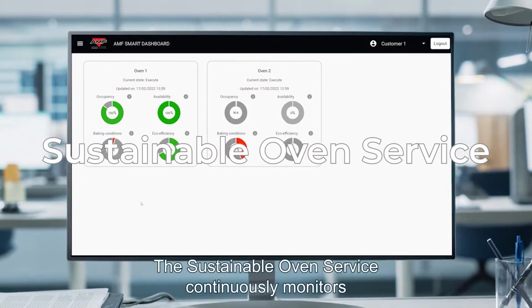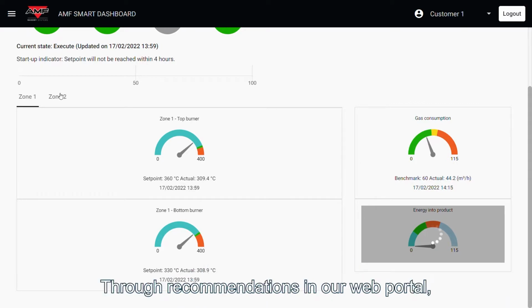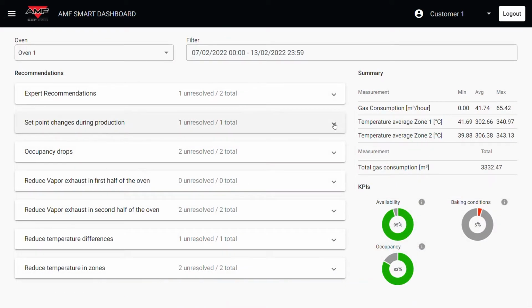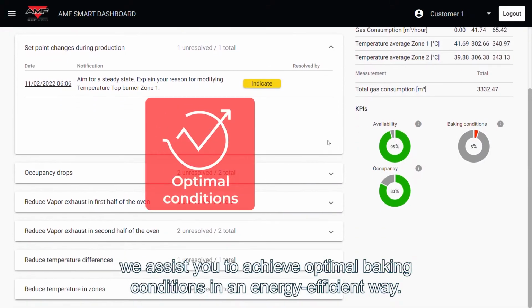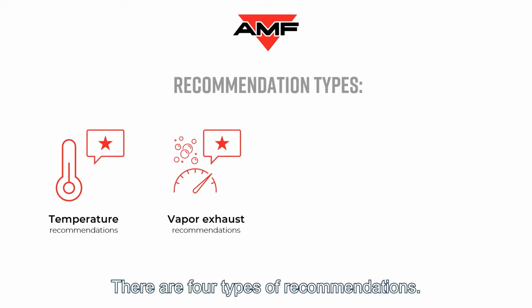The Sustainable Oven Service continuously monitors how your ovens are used and how they are performing. Through recommendations in our web portal, we assist you to achieve optimal baking conditions in an energy-efficient way. There are four types of recommendations.